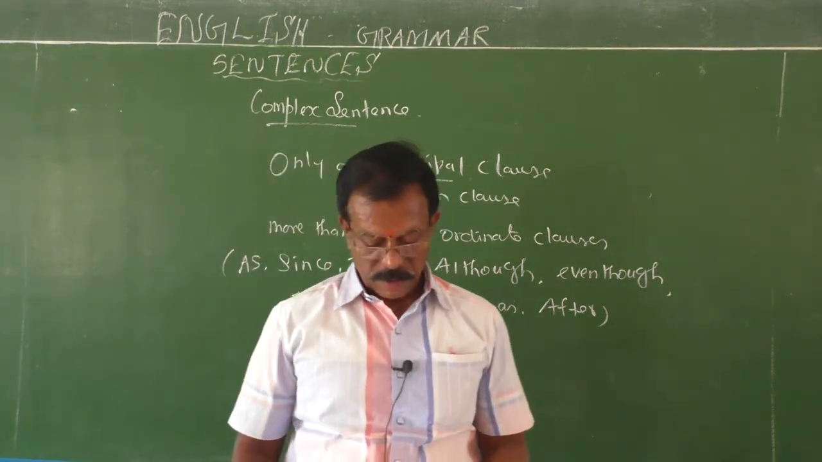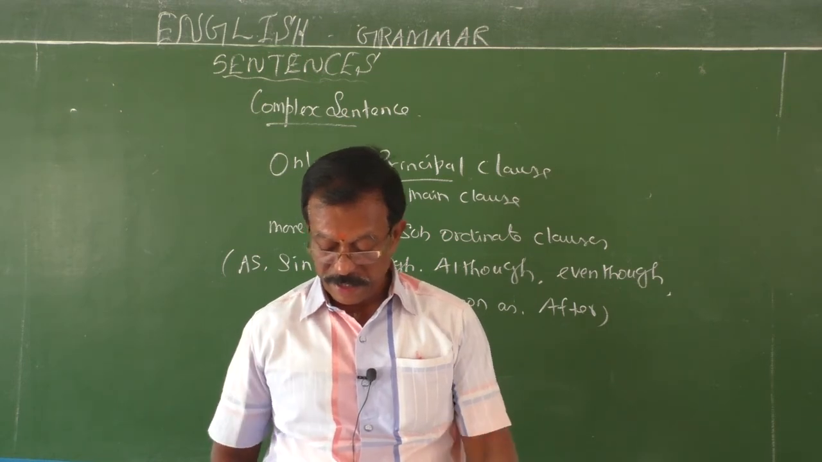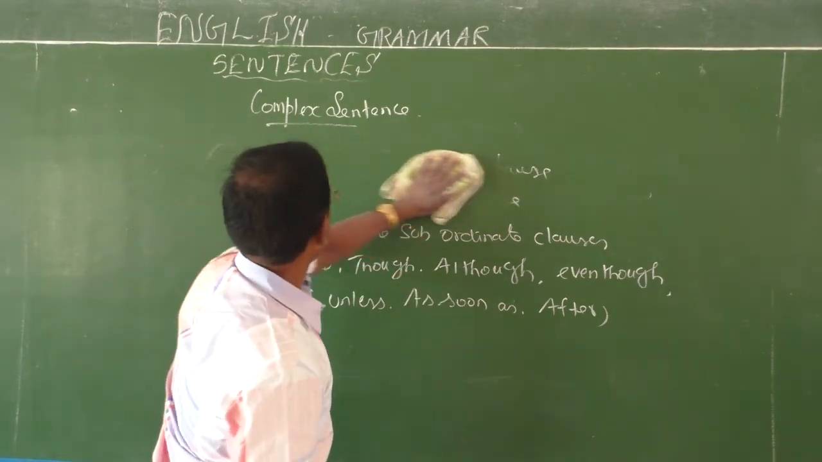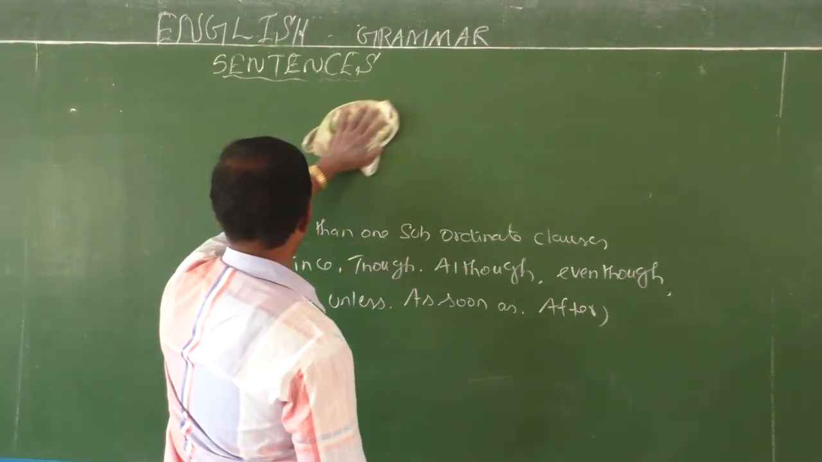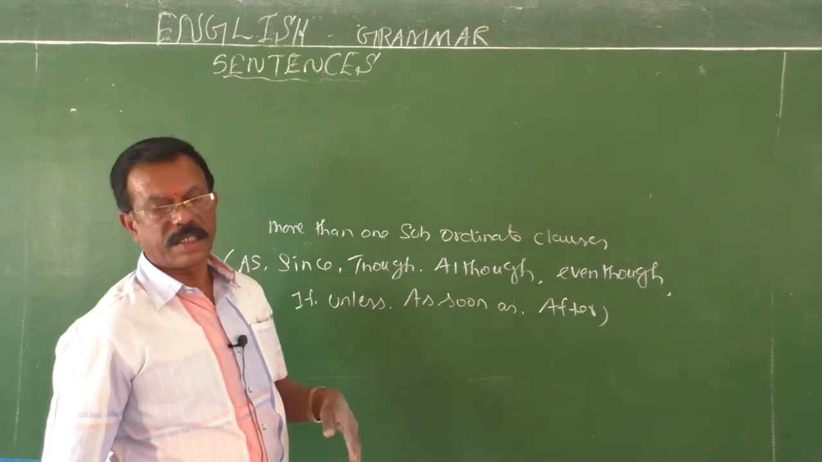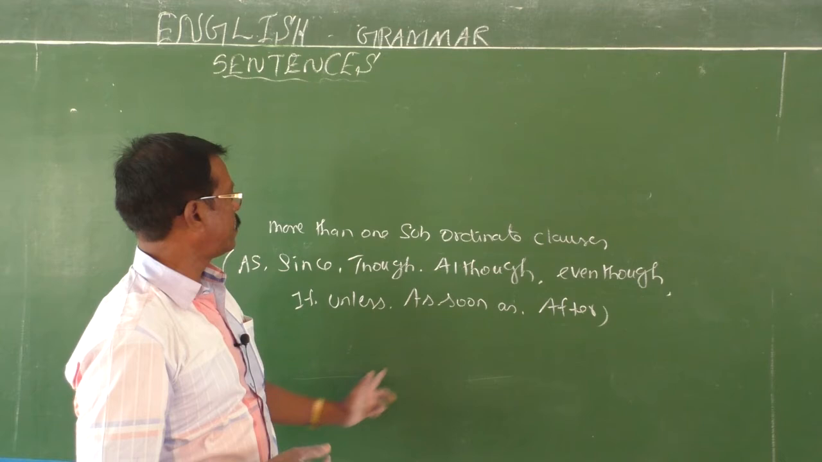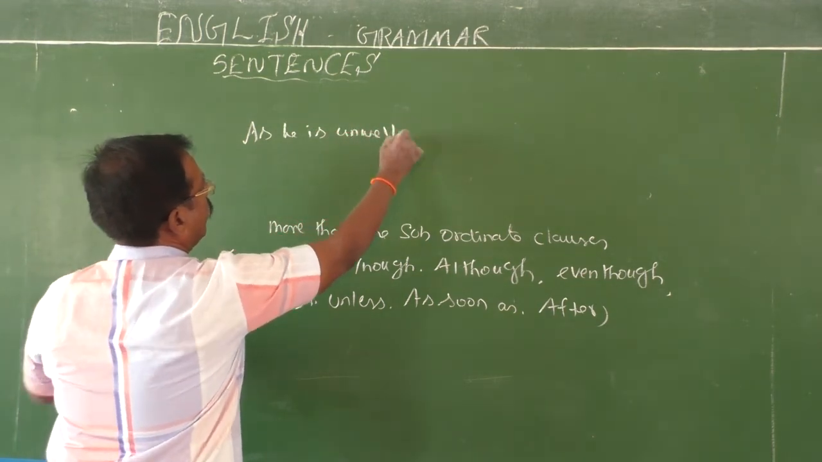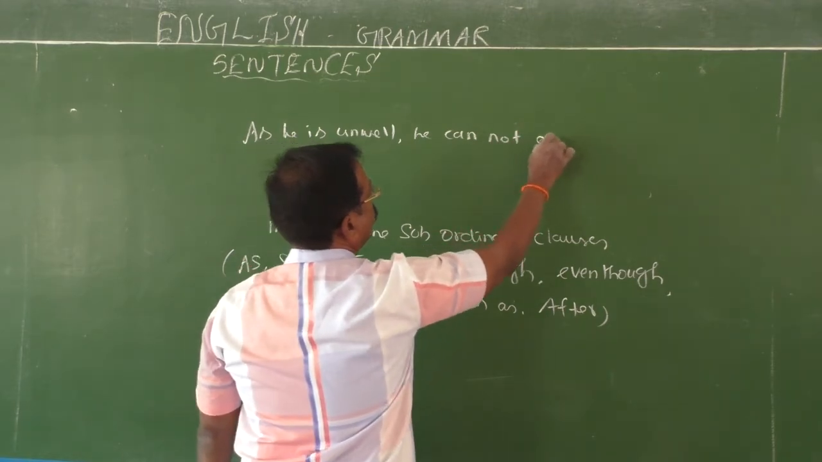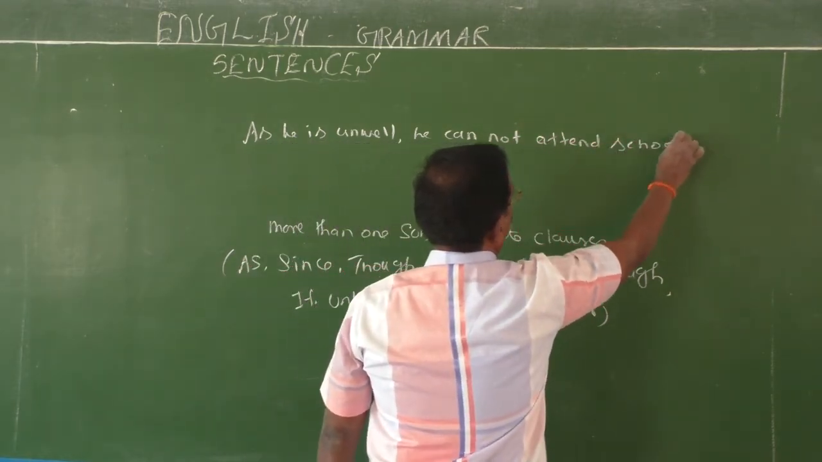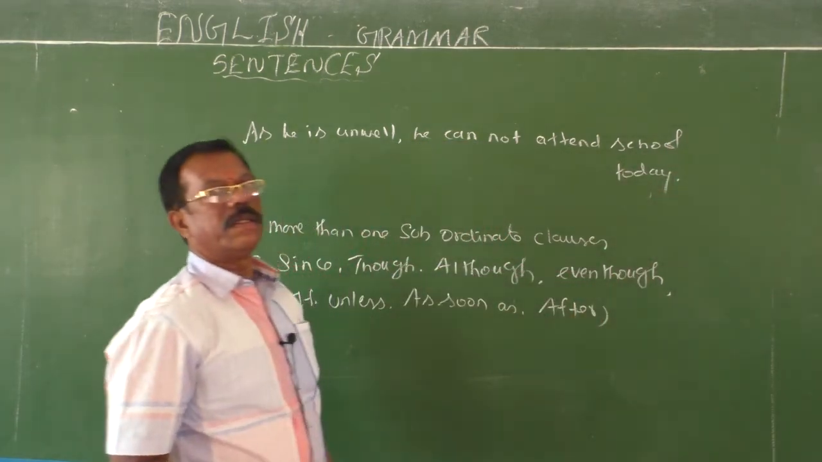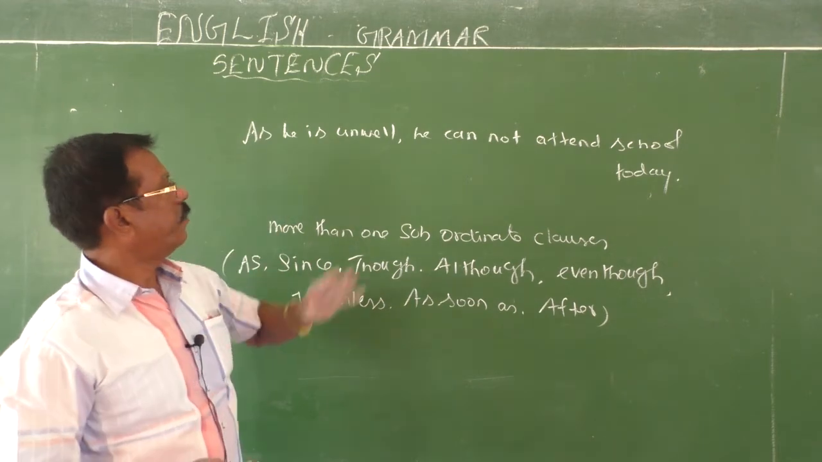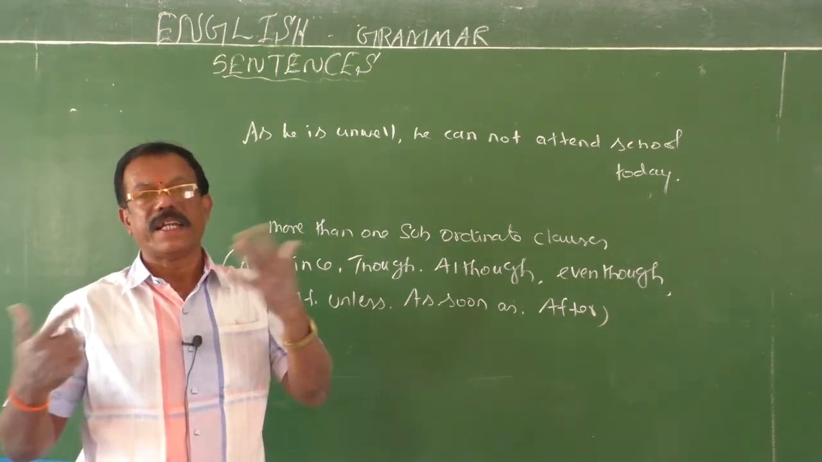Okay, I will give you one example for each subordinating conjunction. So in the complex sentence, you have only one principal clause or main clause and you have more than one subordinate clauses. The subordinate clauses are connected with the principal or main clause with these subordinating conjunctions. As he is unwell, he cannot attend school today. See? As he is very hungry, he takes all food. As he is unwell, as he is suffering from fever, he cannot attend the school today.